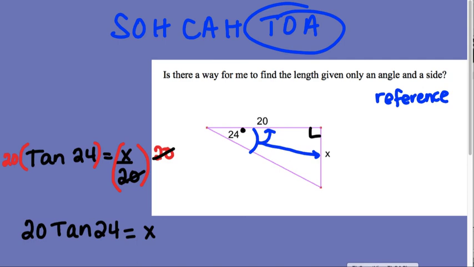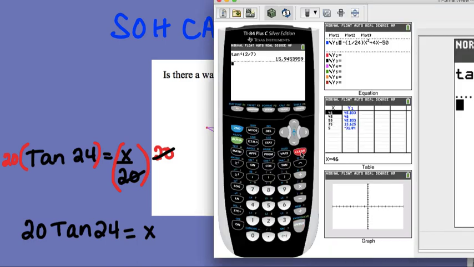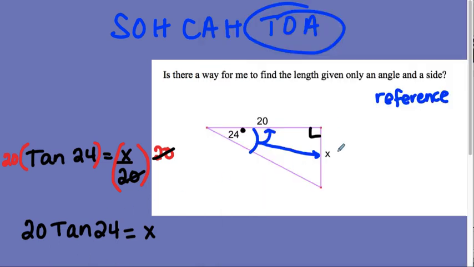Now we're going to grab our calculator and put in 20. I don't need the inverse because I'm not finding the angle. I have the angle. So 20 tan 24, and we press enter, and we get 8.9. So x is equal to 8.9. I can find the other angle by finding its complement, and I can find the third side by using the Pythagorean theorem. All right, guys, I know this was really long, so I'm going to stop there.